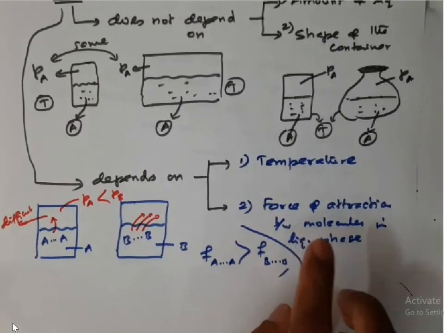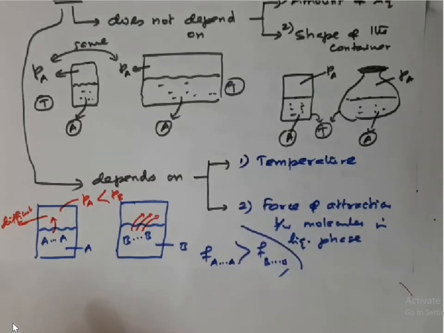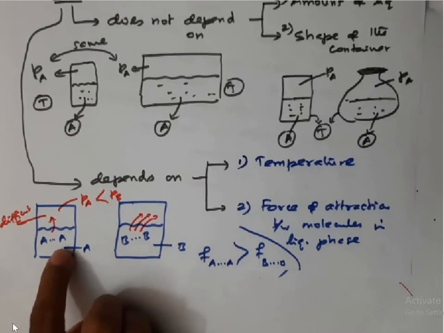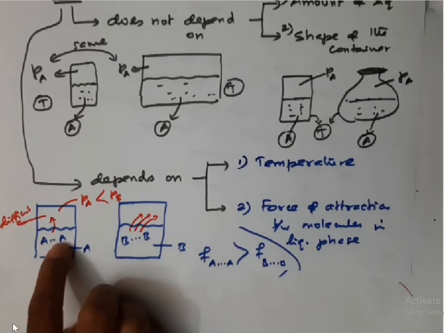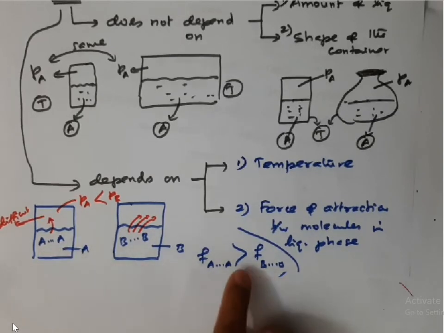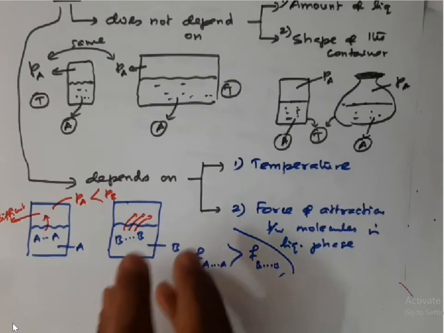Number two, force of attraction between molecules in the liquid phase. Suppose I take two liquids A and B. Assume that in liquid A the attraction between AA molecules is high compared to B. In B, the force of attraction between BB molecules is less.